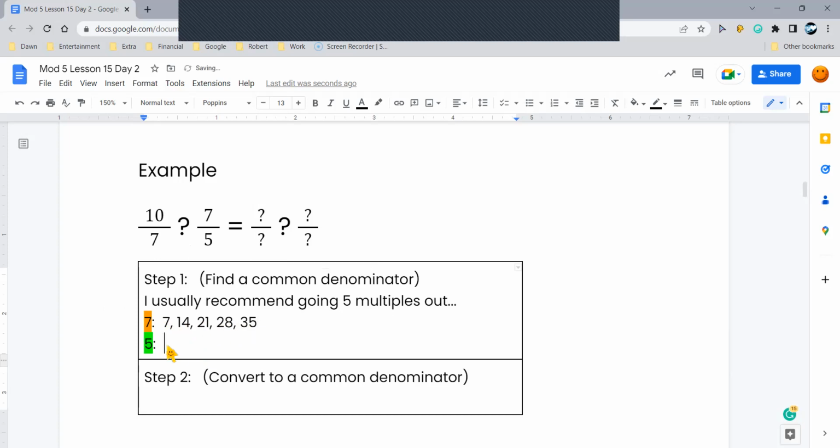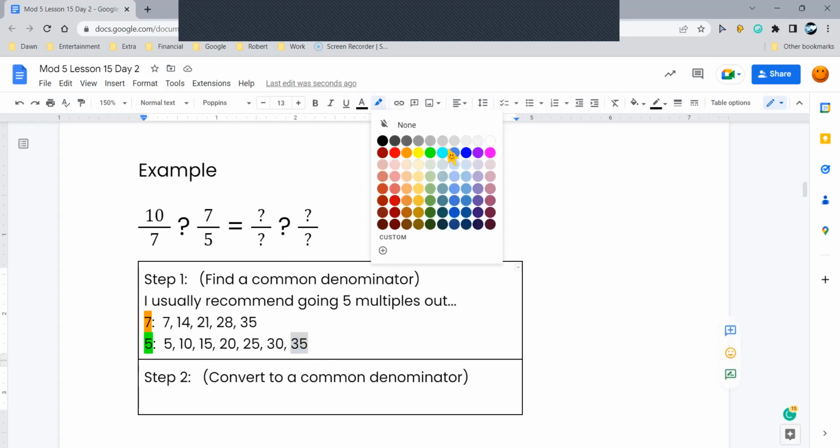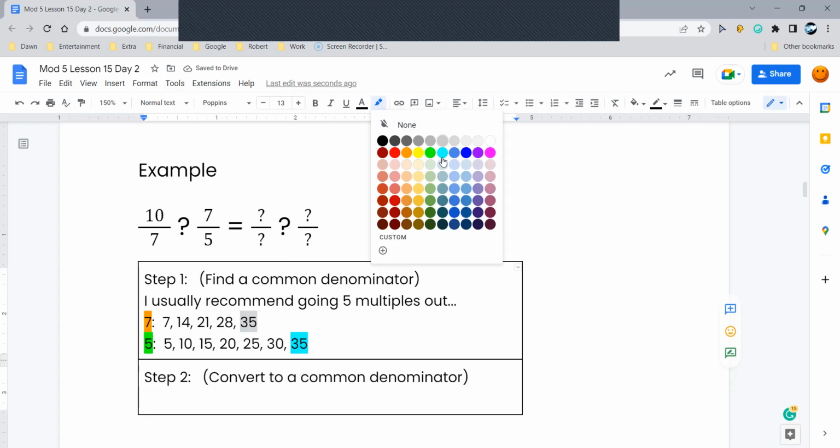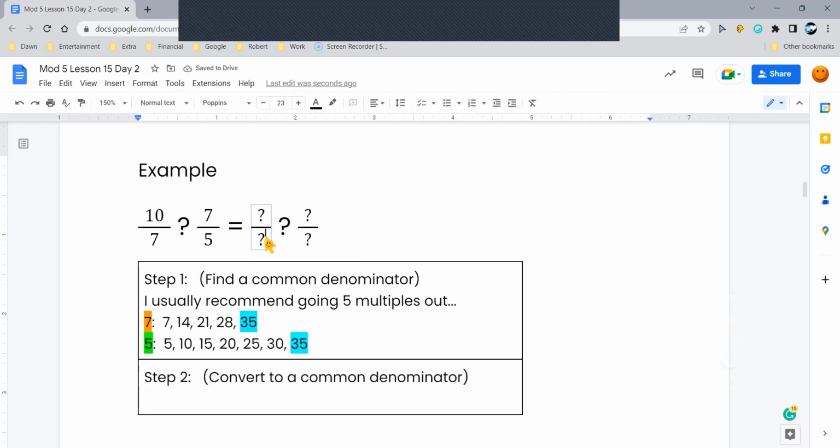And now I'm going to do 5. 5, 10, 15, 20, 25. I know I've gone out 5, but I haven't found a number that matches up. So I'm going to go 30, 35. There we go. I went out until I found my multiple that's the same. So right here, it's 35. So in my fraction above, I'm going to write 35, because it reminds me that's my common denominator.